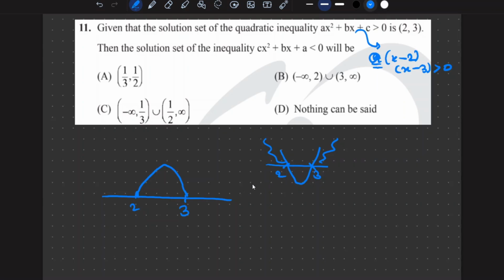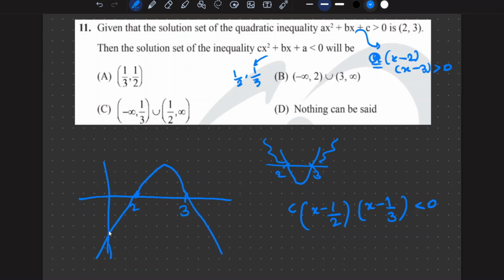Now here also we'll take c out. We know that the roots here are 1 by 2 and 1 by 3. So we can write this expression as c times x minus half, x minus 1 by 3, is negative. So how do we comment on the sign of c now? Look over here, it is really easy. You'll come to know. This is a downward opening parabola, right?